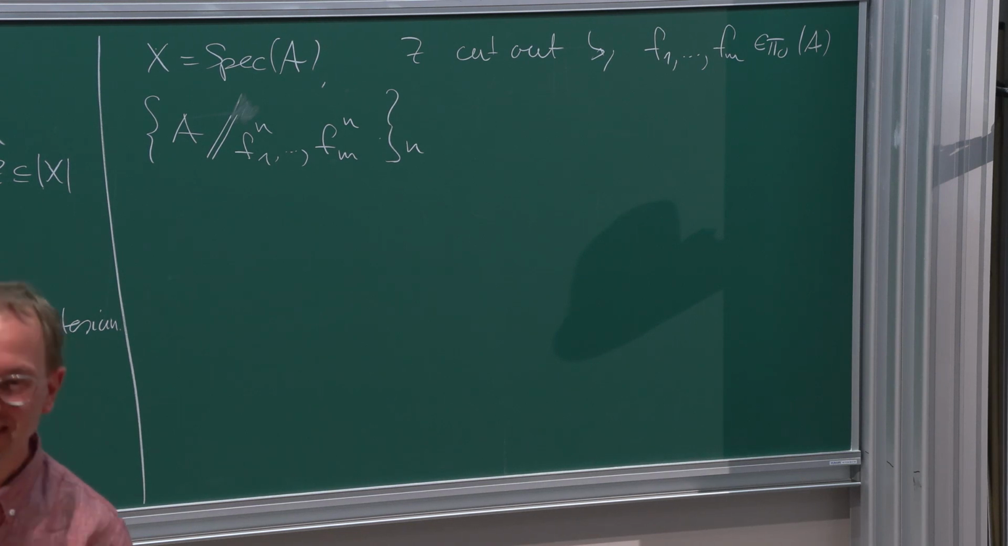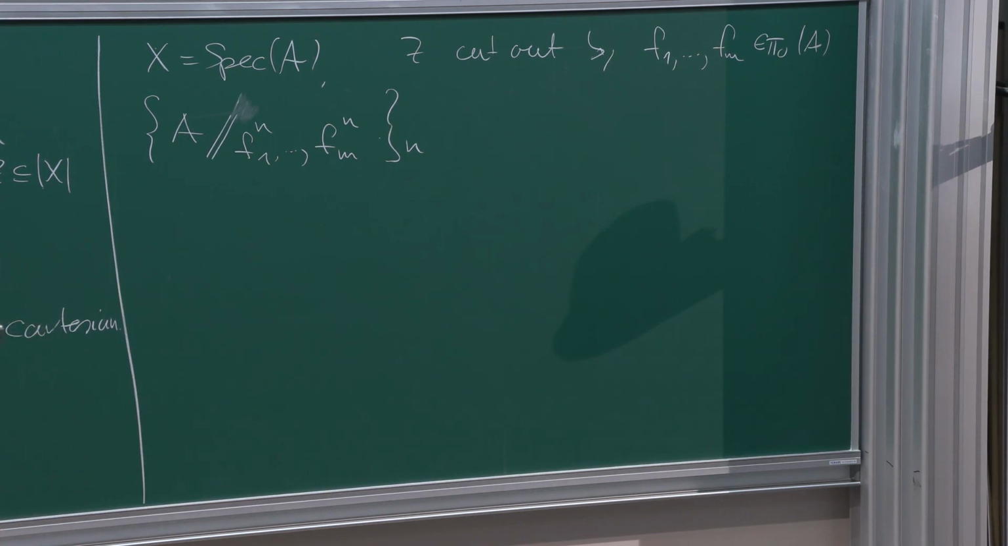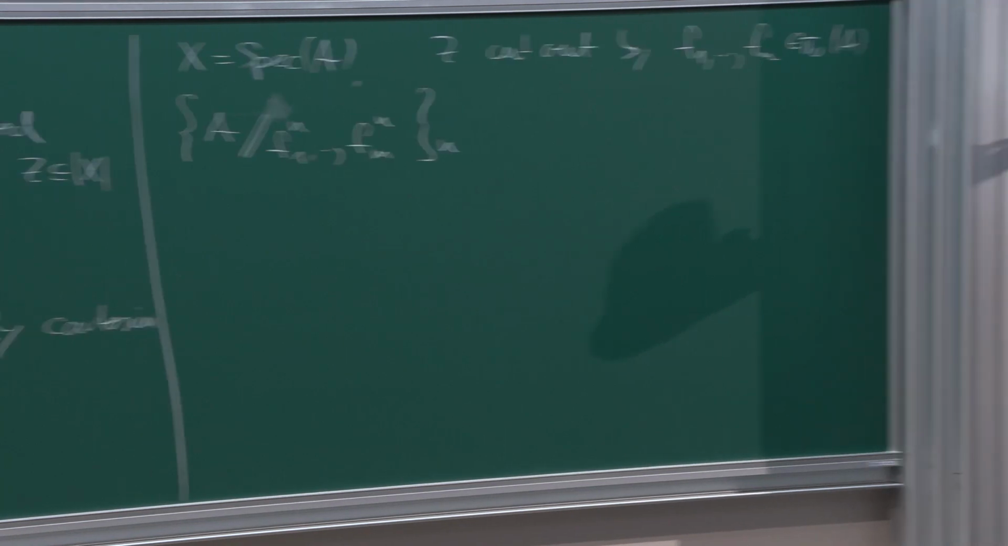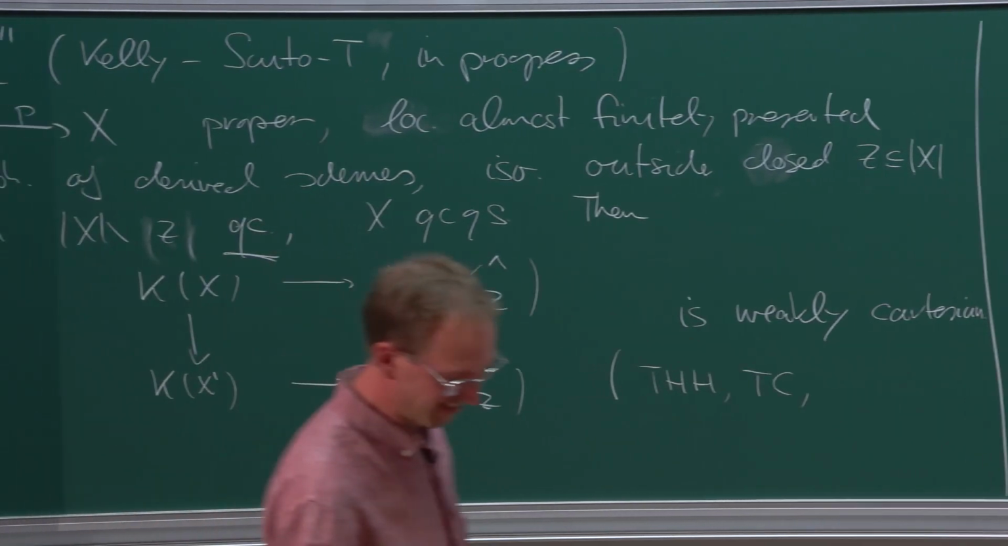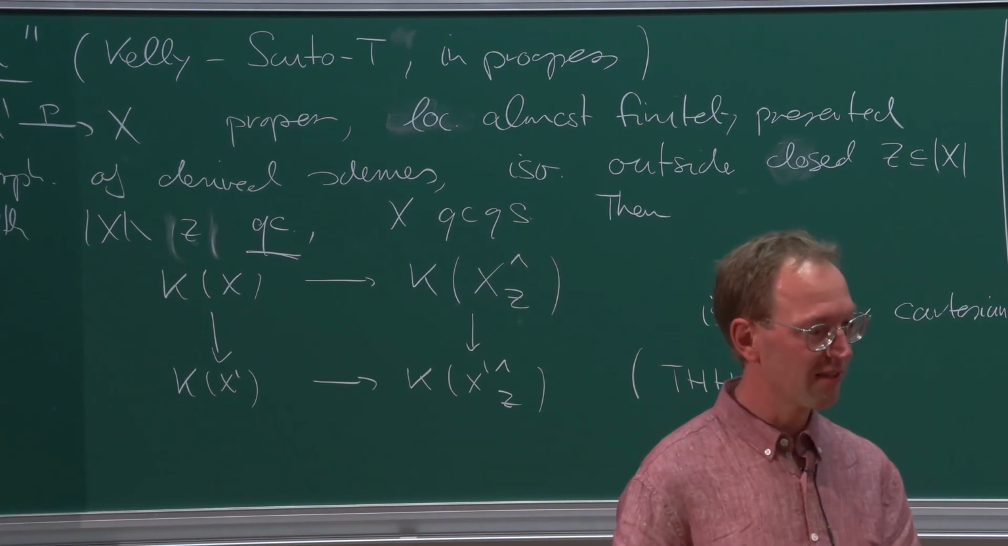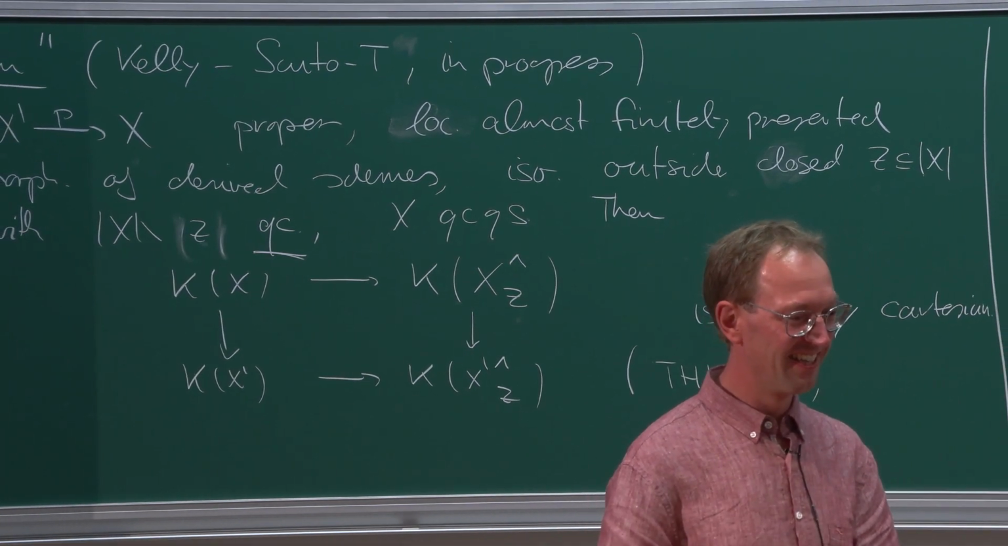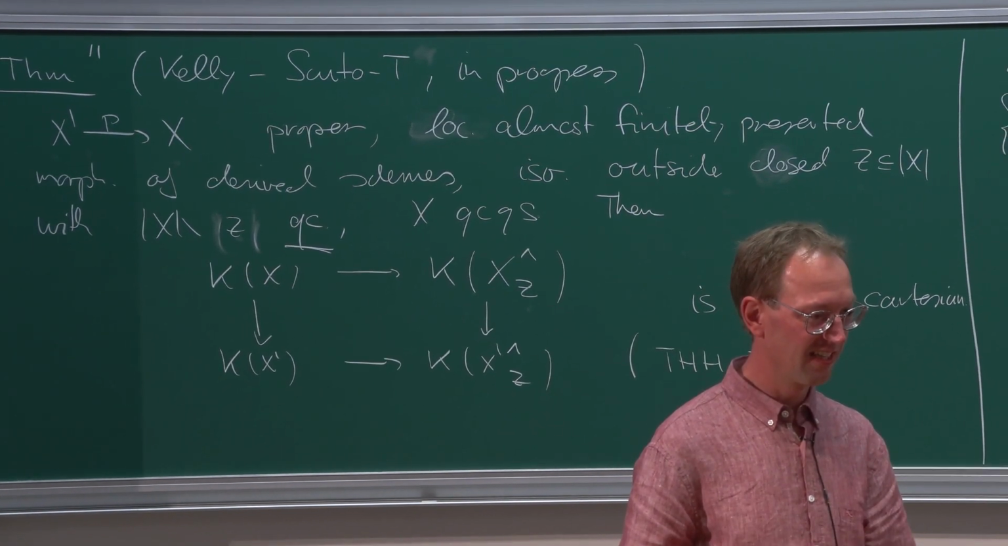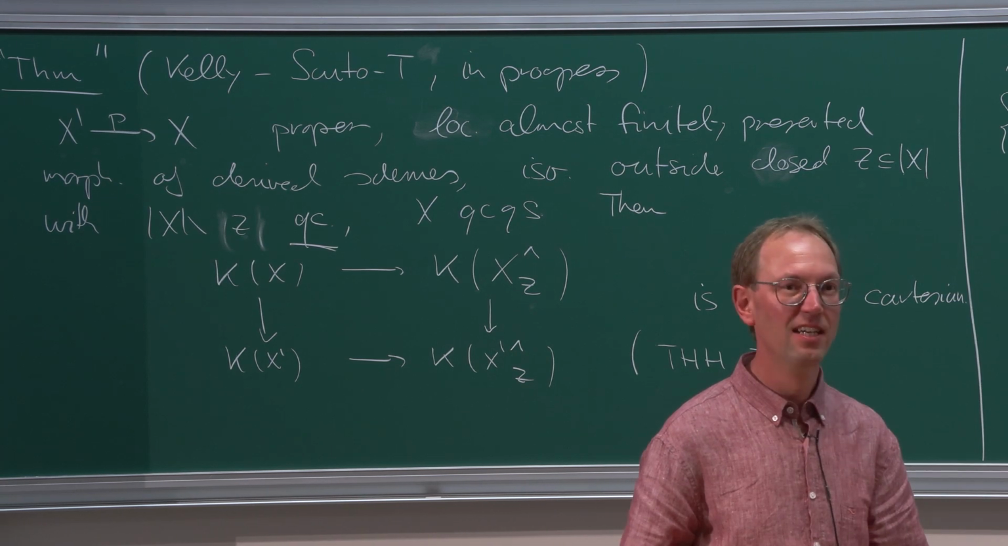But A is not Noetherian, right? No, it's not Noetherian. The number of elements is finite. That's the important condition here. It's finitely presented rather than almost finitely presented, and you get rid of this.